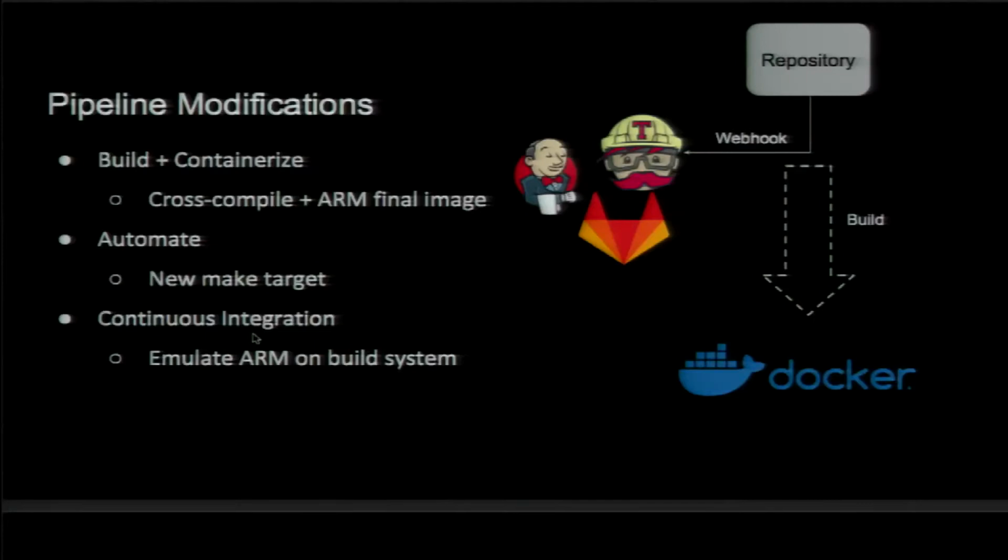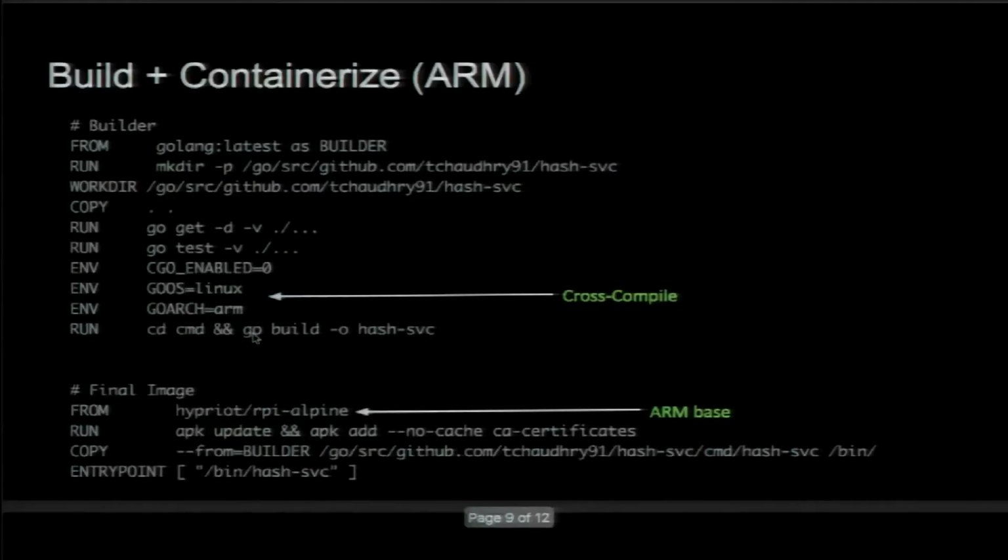Most of the work's already been done, so you just need to run one command. So I go through the steps again, which I had gone through. The only thing I need to change here is Go OS to Linux and Go Arch to ARM, so it's going to cross-compile. That's fairly straightforward. I've changed the FROM line in the final image because I need the ARM image.